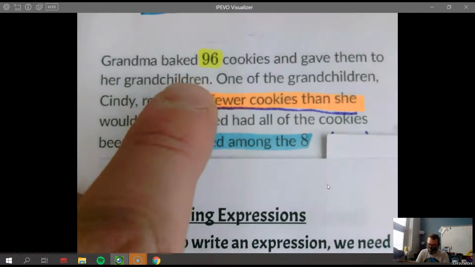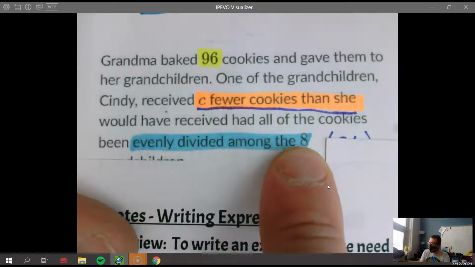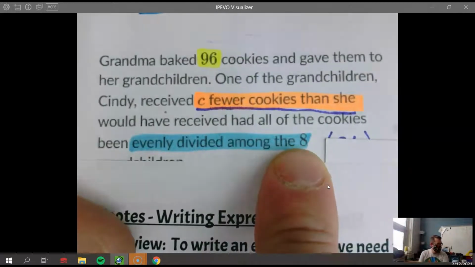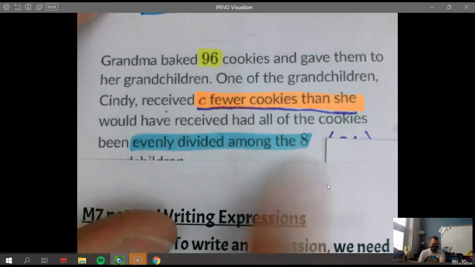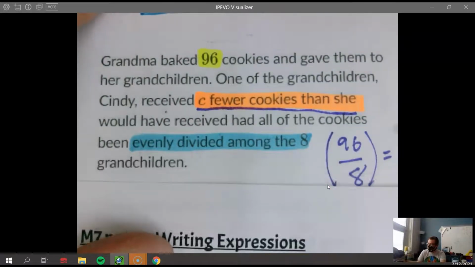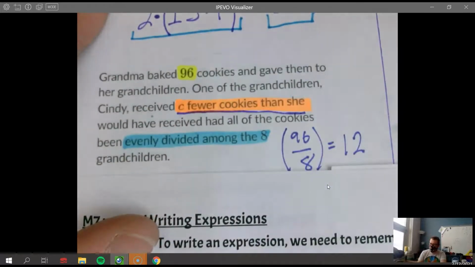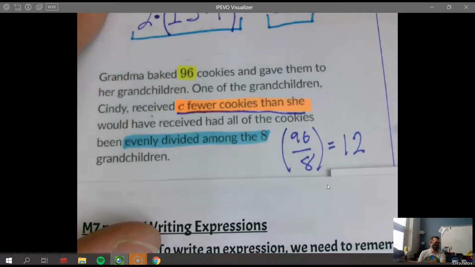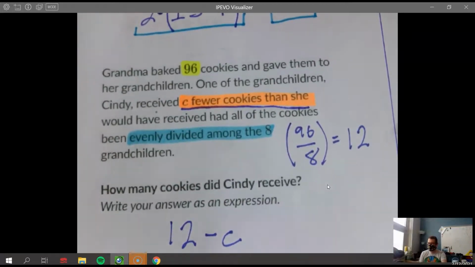But if grandma made 96 cookies and she was going to split them among 8 grandchildren, how do we split up cookies? What math do we do? Divide, right? So, okay, take your cookies, divide them. You guys were all very quick to say that. Very good. Then, if Cindy received fewer cookies, how do we do fewer? Subtraction.